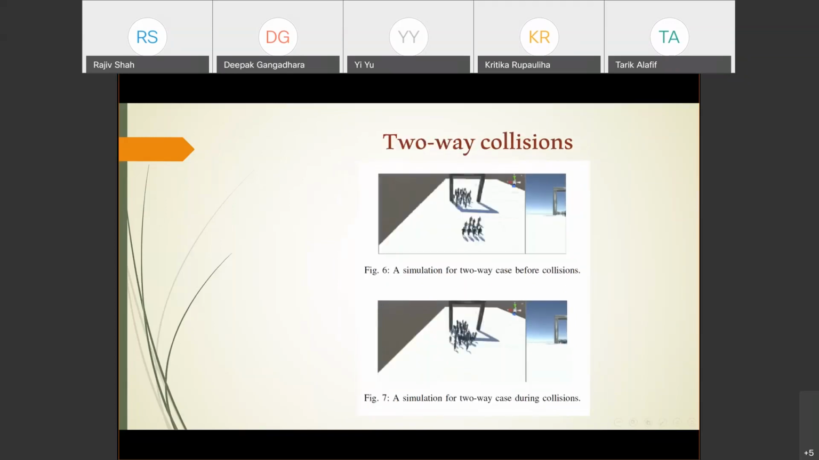Another case is a two-way collision, where two groups oppose each other. You can see in figure 6 these two small groups, but still this is a small scale crowd. It's not large scale, but still there is a collision between them. You can see it in figure 7.